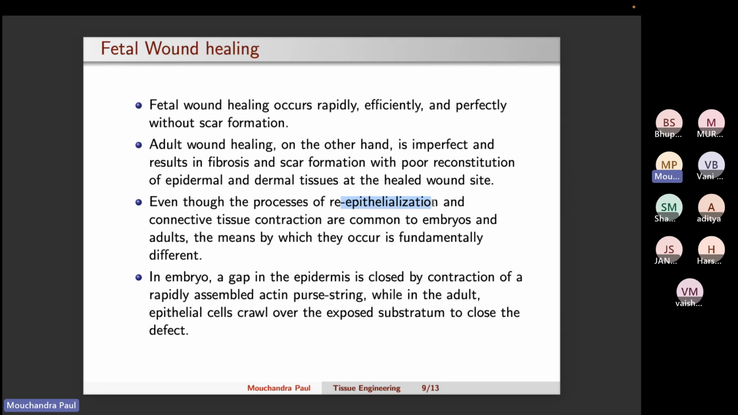Whereas in adult, what happens? The epidermal cells, that is the keratinocytes, etc., they crawl, right? They divide and then they crawl, divide and they crawl until the cells meet. The cells meet, right? The contact inhibition process happens. Until that happens, the cells divide and crawl, divide and crawl. So in this way, the gap is closed in adults. So this is the difference in the mechanism of reepithelialization in fetal wound healing and adult wound healing.